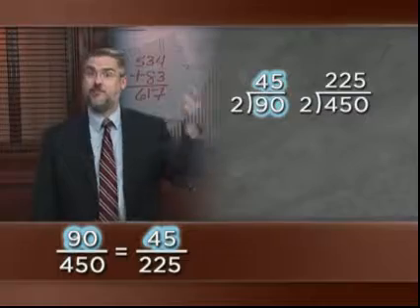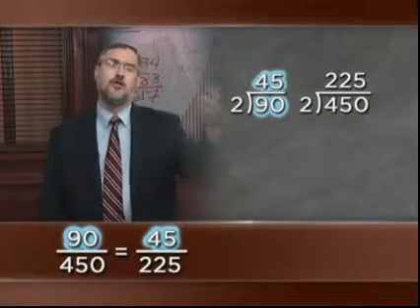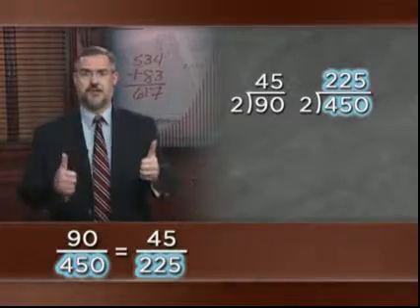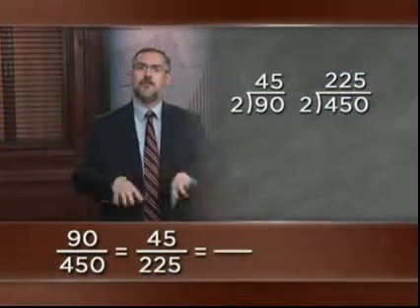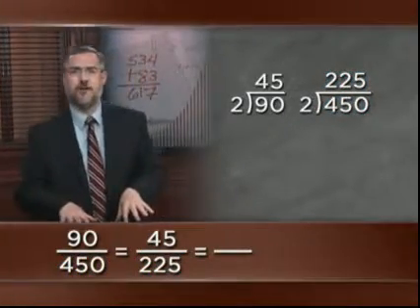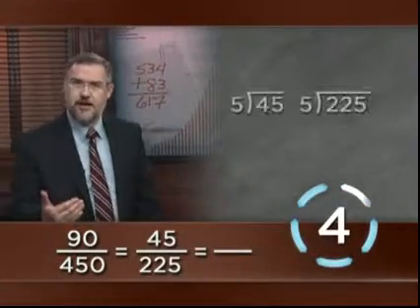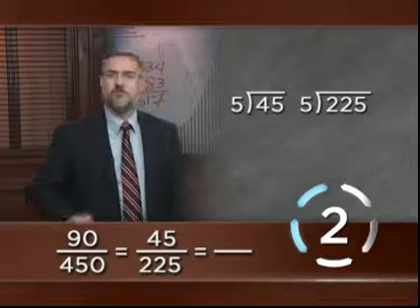The 45 is coming from 90 divided by 2. The 225 is coming from 450 divided by 2. Excellent. But we have to keep going because our fraction now, 45 over 225, is not in lowest terms. Let's now divide out that 5 from both the numerator and the denominator.